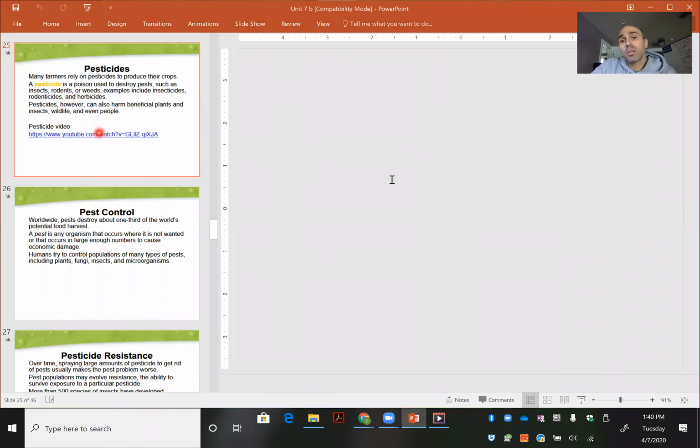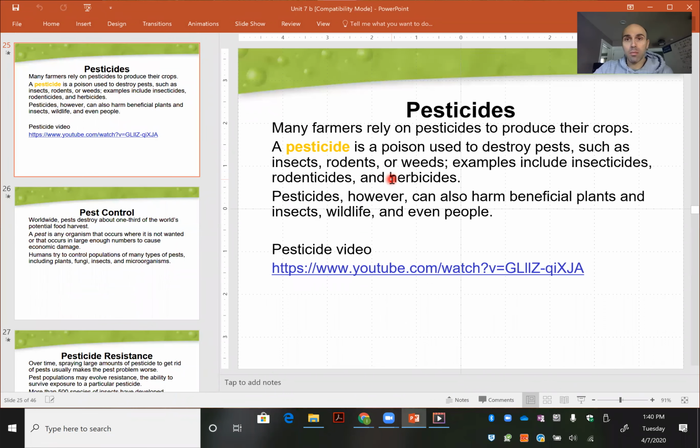All right, guys, so the first thing we're looking at here is pesticides. And what exactly are pesticides? Well, they are chemicals or a biological means or a physical means, anything that is stopping an organism from doing something that you don't want it to do in the generalist sense.